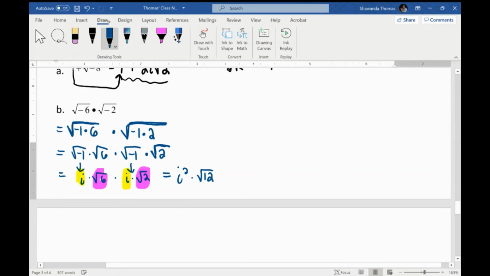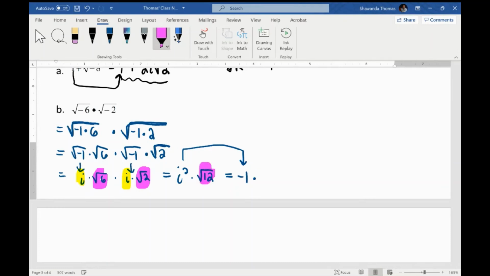Something happened there though. What happened that we have to work with right now? Well, i squared equals what? -1. But something else happened with this. You've got to get the perfect square out of the 12. Very good. A perfect square popped up when we multiply 6 times 2. So we have to write it as 4 times 3, which is -1 times the square root of 4 times the square root of 3. What is the final answer?